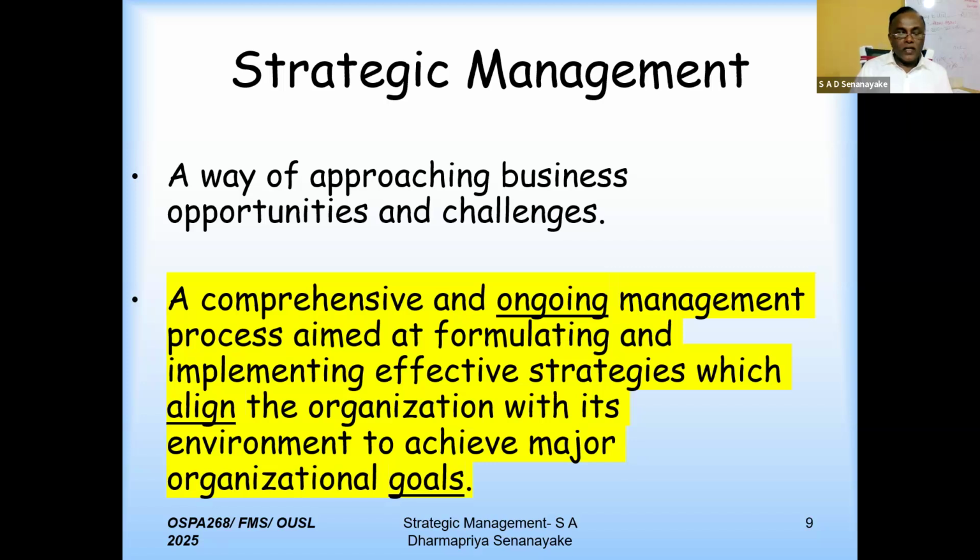So effective strategies align the organization with its environment. Organization is operating within an environment. So organization has to be always aligned with the environment within which it's working, in conformity with it. Align with the organizational environment to achieve major organizational goals. Major organizational goals. This is what we are addressing.